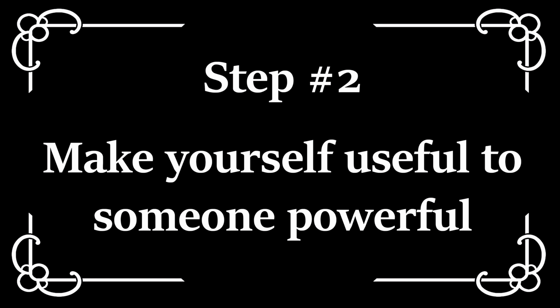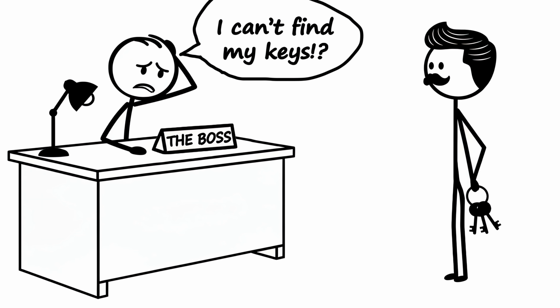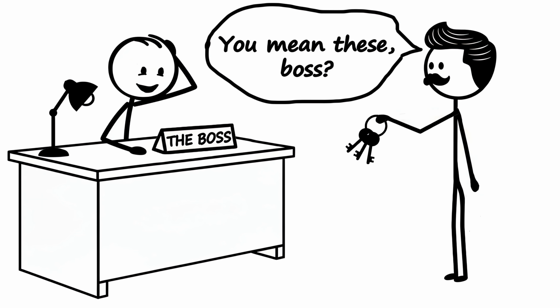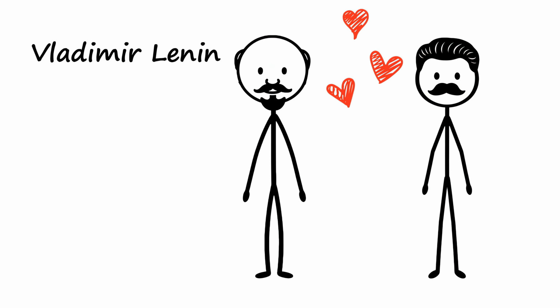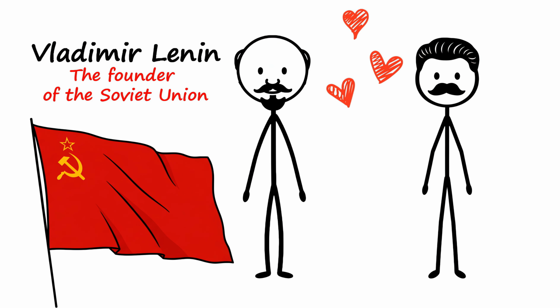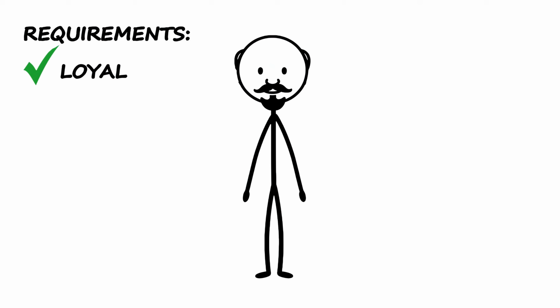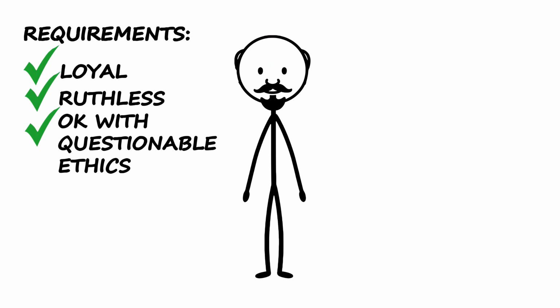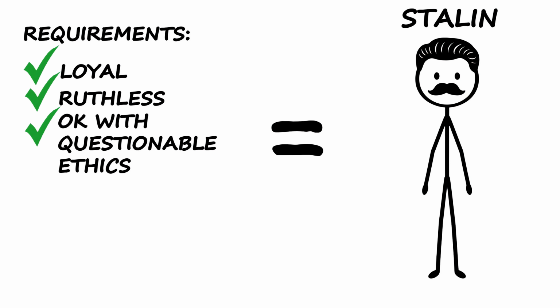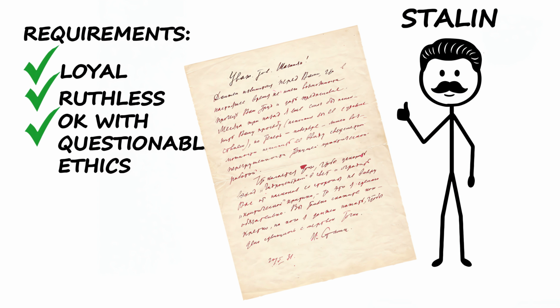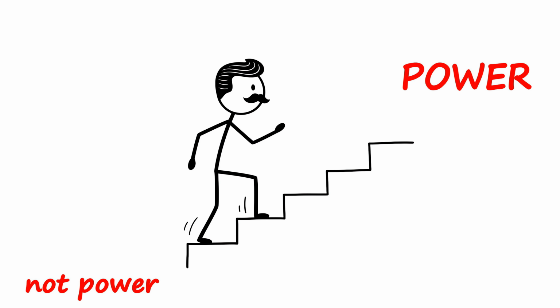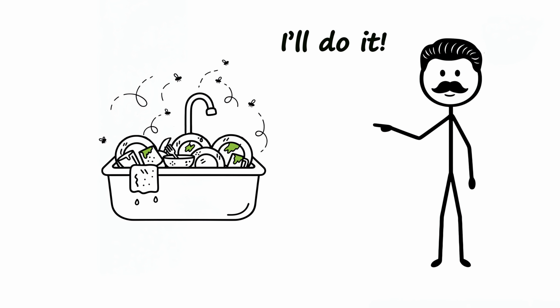Step number 2. Make yourself useful to someone powerful. Next, find yourself a powerful mentor and make yourself indispensable. For Stalin, that was Vladimir Lenin, the founder of the Soviet Union itself. Lenin needed organizers who were loyal, ruthless, and okay with some questionable ethics. Stalin had all 3 qualities, and some great handwriting to go along with it. He rose through the ranks quickly by doing the dirty work.